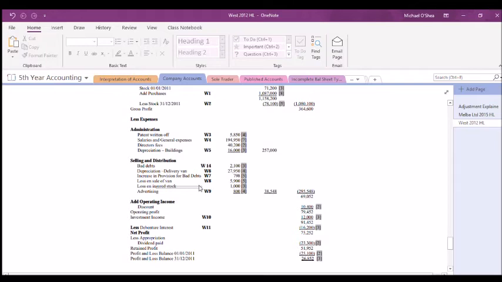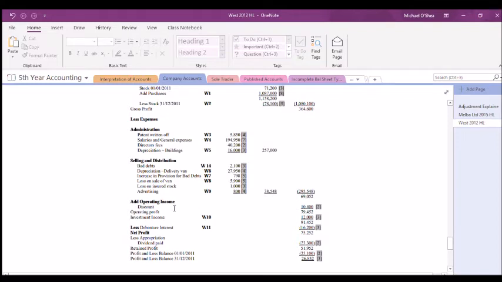This loss on insured stock here is included in the selling and distribution, but I can promise you that if it comes up in your 2021 Leaving Cert exam, it'll be shown here in the marking scheme. It's a loss by insurance, so this 1000 should be up here. Advertising, again, obviously is to do with selling and distribution. We're coming at our operating income.